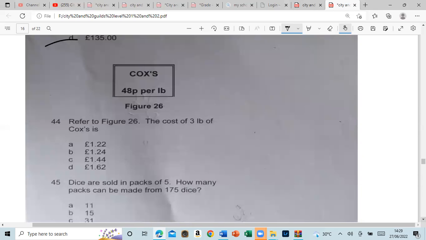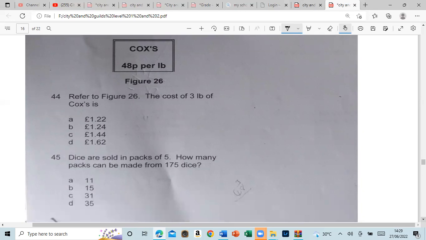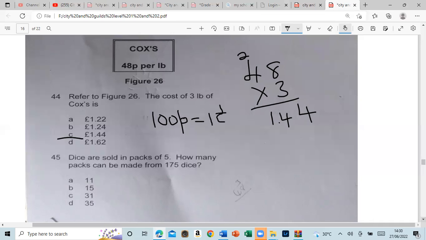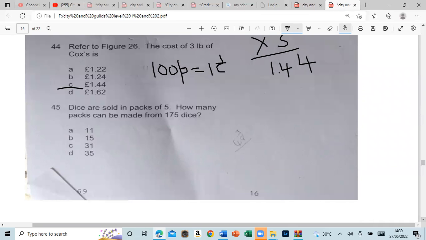Cox apples, 48 pence per pound. All right, we got 26, 48 pence per pound. Refer to the cost of 3 pounds of Cox. I don't know. All right, guys, the pence are like cents, right? So 3 8s are 24. So 3 times 4 is 12 and that's 40. Right? So yeah, let me see. 100. I'm sure because that's how it appears by calculation.